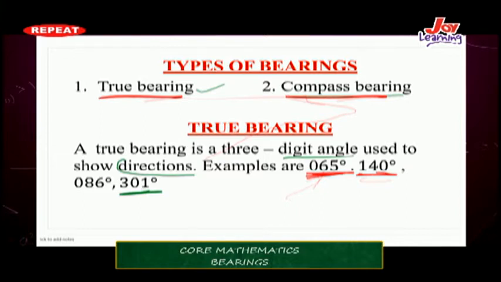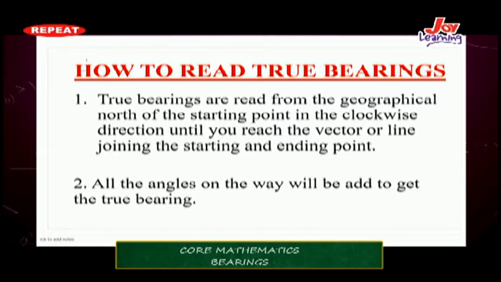Let's see how true bearings are read. We are going to learn how true bearings are read. One, true bearings are read from the geographical north, not just any north. I'm laying emphasis on the word what? Geographical. Because we even have the north side of a magnetic pole. This time, geographical north of a starting point in the clockwise direction, not anti-clockwise, clockwise direction, until you reach the vector or line joining the starting and ending point.